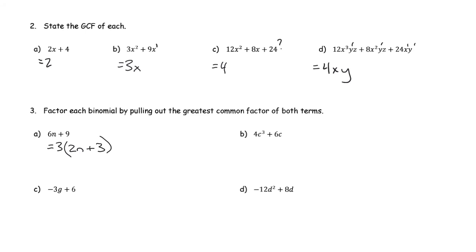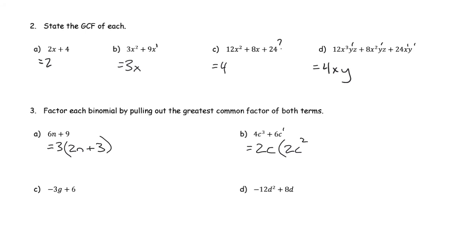Perfect. Over here, between 4 and 6, well, they're both even, and that's about as good as that's going to get. So I'm going to get a common factor of 2, and there is a c in both those terms here. Now, the smallest exponent is c to the 1, so I'm going to leave it as 2 times c. Now, 4c cubed divided by 2c. Well, 4 divided by 2 is 2. C cubed divided by c is c squared.